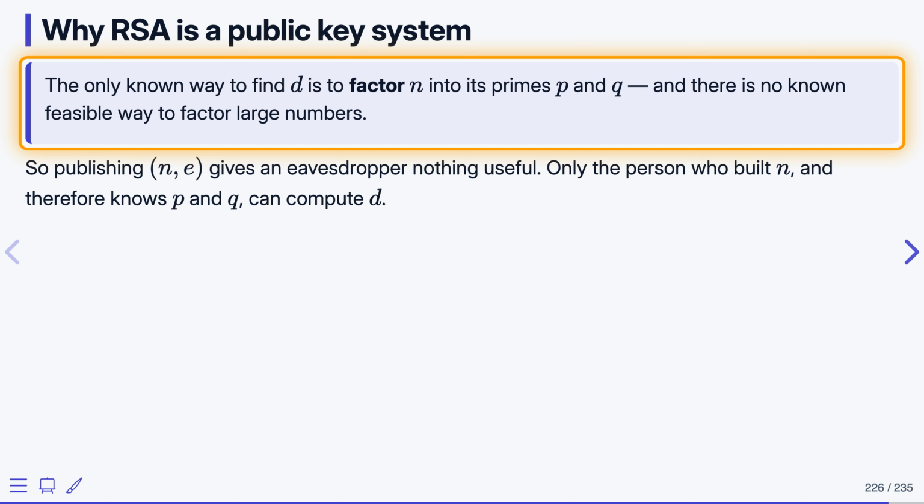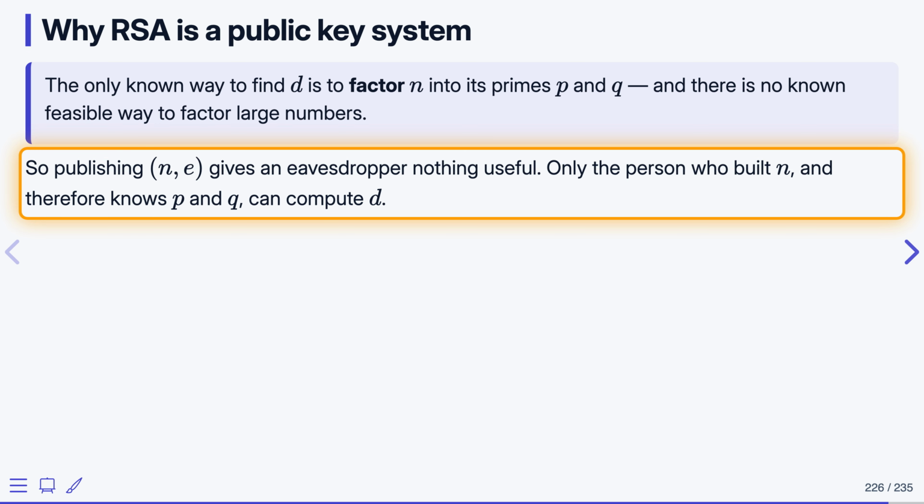This is why publishing the encryption key is safe. To find D, you must first know P-1 times Q-1. To know that, you must know P and Q, and to get P and Q from N, you must factor N. Nobody knows how to do that for a 400-digit number. So publishing the pair N and E gives an eavesdropper nothing useful. They can lock messages to you, which is exactly what we want. But they cannot unlock them. Only the person who built N in the first place and so already knows P and Q can compute D.